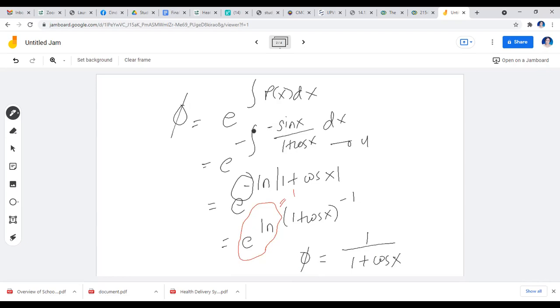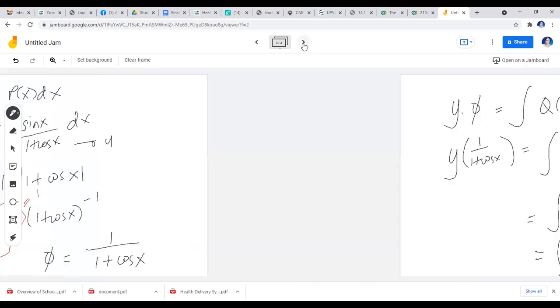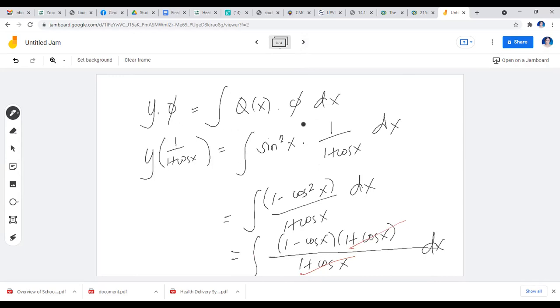So if you have the P of X already determined, this is it. We just introduce the negative sign here so that we can have an ln. This negative 1 was placed in here. That way we can have e raised to an ln, which is 1, giving us a phi, which is 1 plus the cosine of x. And then we just follow the formula.